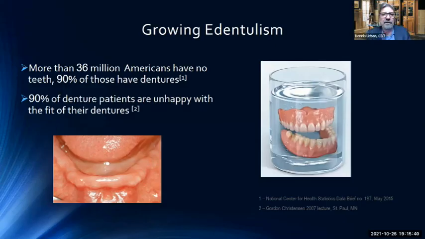So let's look at growing dentalism in this country. More than 36 million Americans have no teeth, and 90% of those have dentures. And 90% of denture patients aren't unhappy with the fit of their dentures. That's amazing. So that's why it's so important to really get a case that's going to be functional, aesthetic, and one that the patient's going to be happy with.